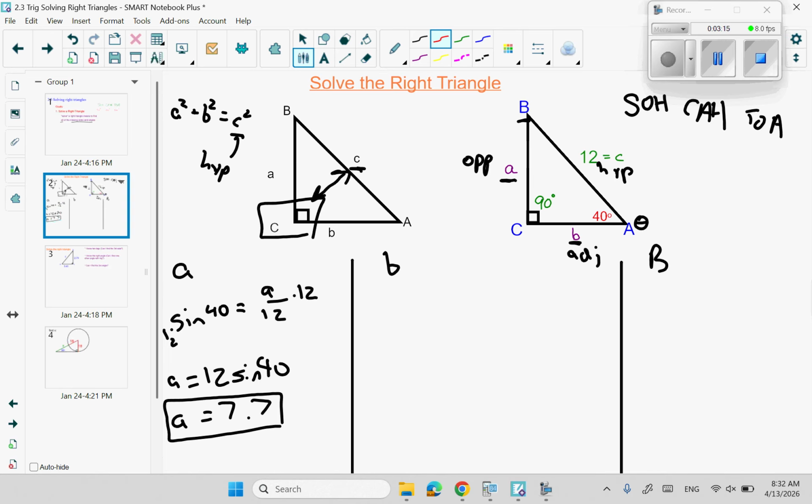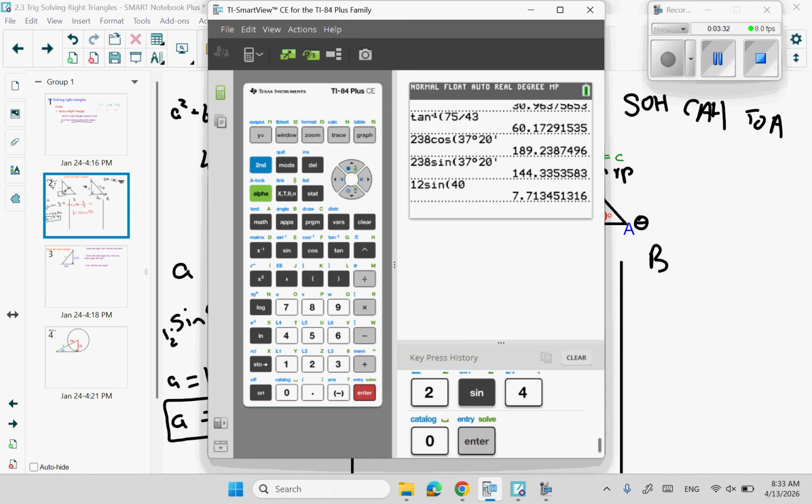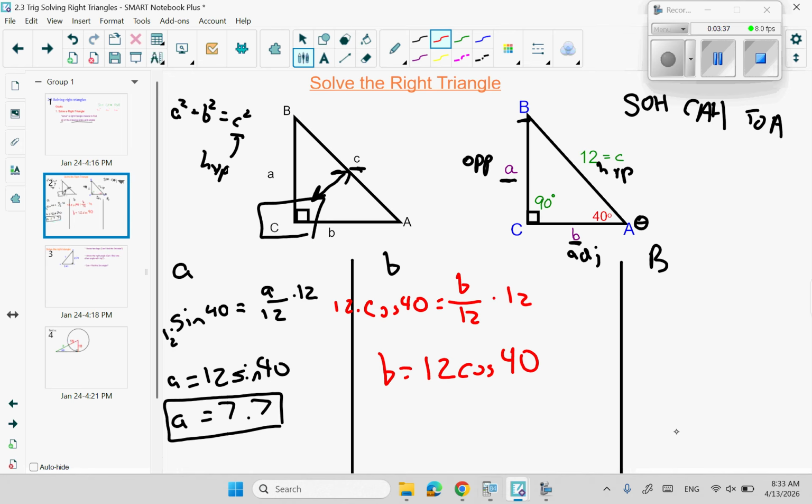That would be cosine. So we get cosine of 40 equals adjacent little b over hypotenuse 12. So I can multiply both sides by 12. So we get little b equals 12 cosine of 40, which again we can type directly into our calculator. So we get little b is about 9.2.